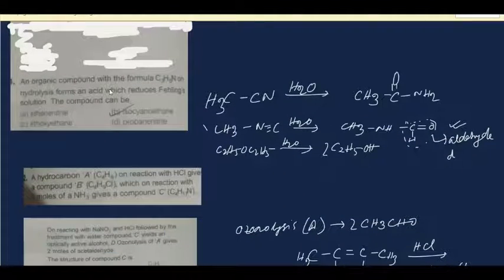Next question: an organic compound with the formula C3H5N on hydrolysis forms an acid which reduces Fehling solution. The compound can be, so by trying all the compounds given in the options, we have to see. Ether nitrile: hydrolysis of ether nitrile gives a ketone, and ketone does not give the Fehling test. So A is not possible.